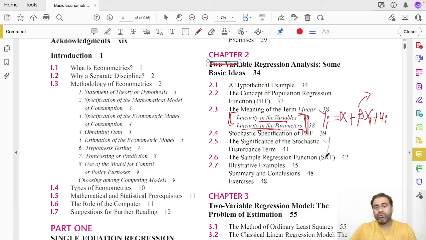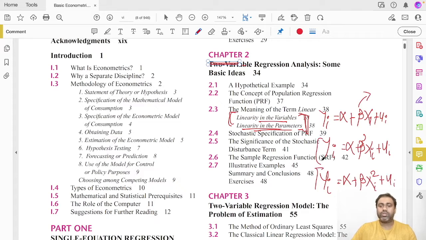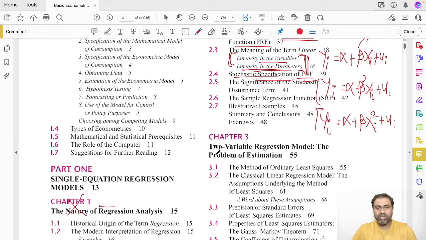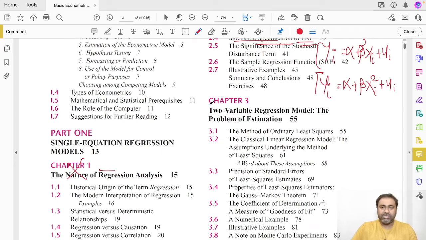But suppose Yi is equal to alpha plus beta square Xi plus ui, or an equation like Yi is equal to alpha plus beta Xi square plus ui. You need to understand what the difference is. And just the stochastic specification in the PRF, you can have a look. It's the population regression function, so nothing a big deal. Yeah, this chapter is very important.